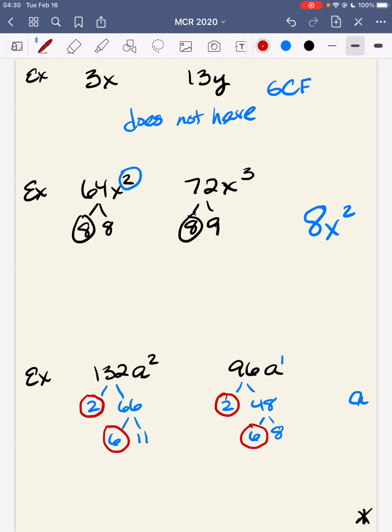Okay. And now I have 8 and 11. Now 11 is prime. So 8 and 11 are going to have nothing more in common, which means what's in common is 2 times 6 or 12. So each one of these, my GCF here is 12A. And you don't often get a bigger number, at least not in this class, but sometimes those numbers tend to get a little larger. All right, so go ahead and practice with GCFs today, and then I will see you in the next video.